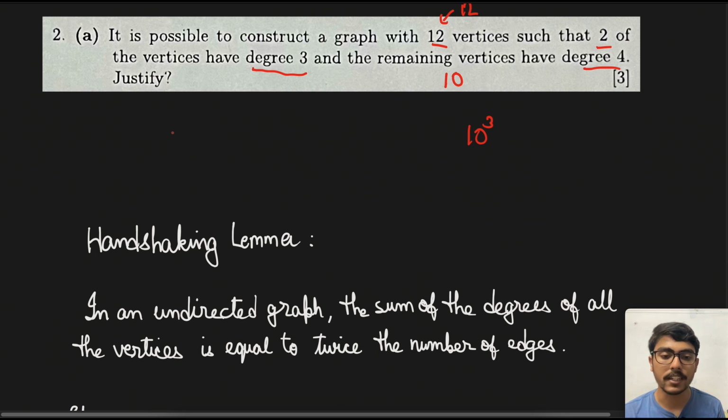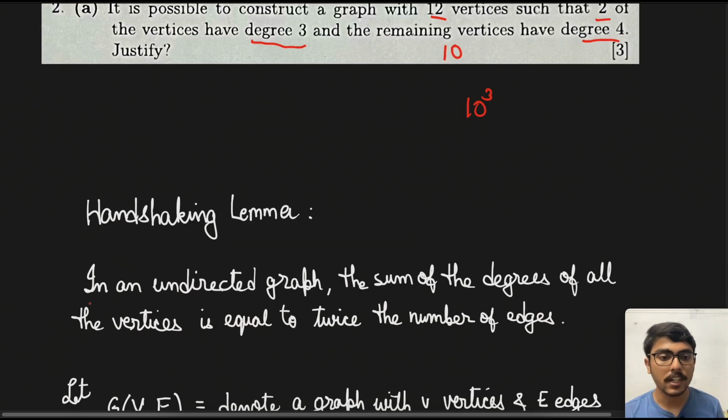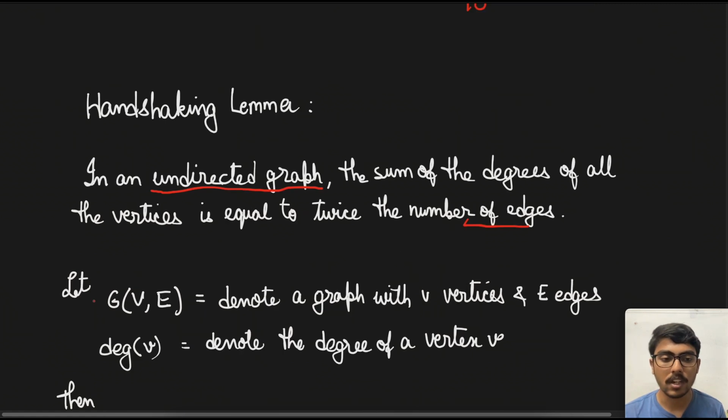Let's first define it. Handshaking lemma, as the definition goes, in an undirected graph. Note this, that this is defined for undirected graph. The sum of the degrees of all the vertices is equal to twice the number of edges. In this definition, let G(V, E) denote a graph with V vertices and E edges. That is, in this graph there are V vertices and E number of edges are present.